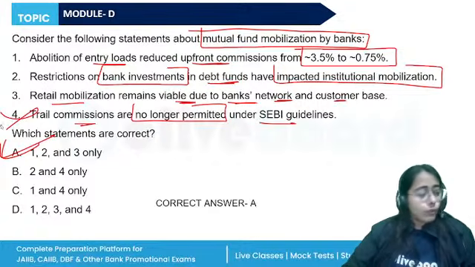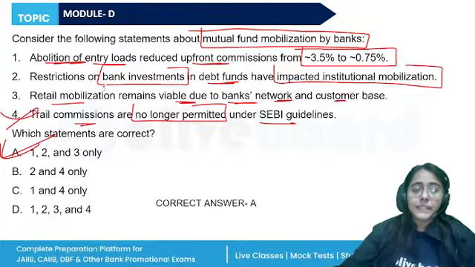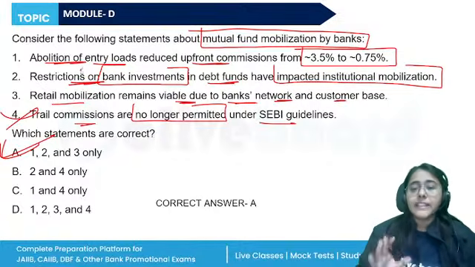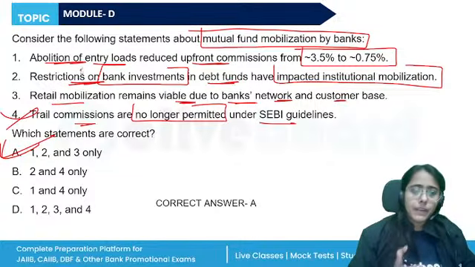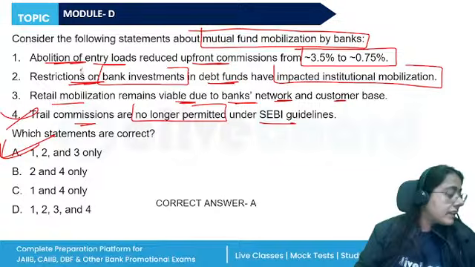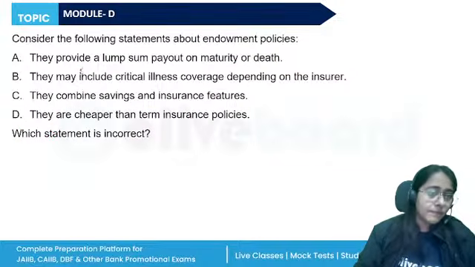Okay, so 1, 2, and 3 are correct. Abolition of the entry loads has been done. Banks are now restricted from investing in the debt market. Retail mobilization remains viable. Trail commissions are still permitted, just that SEBI has recommended some limits on them.